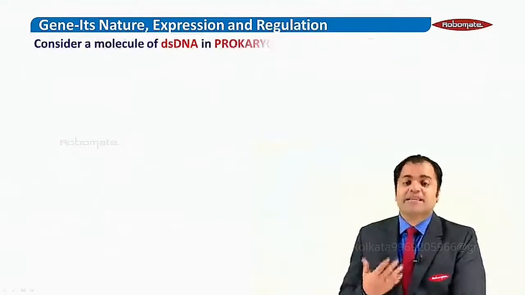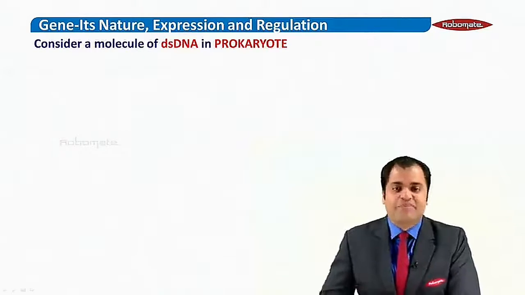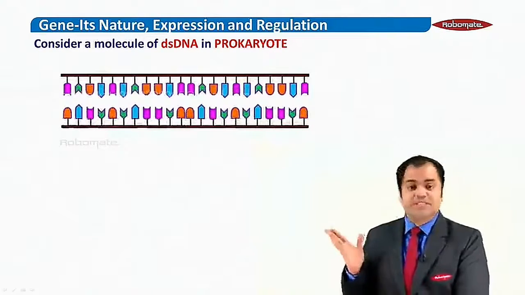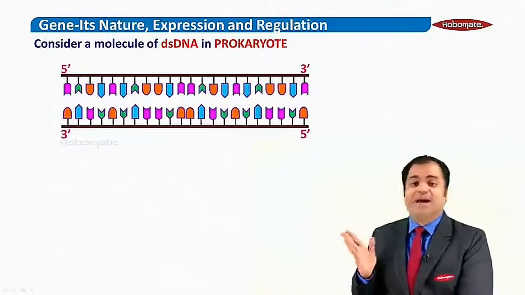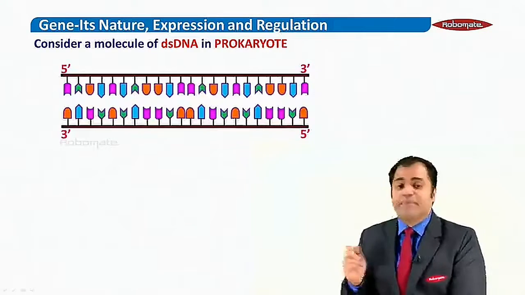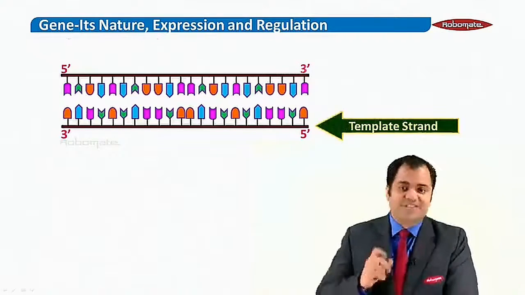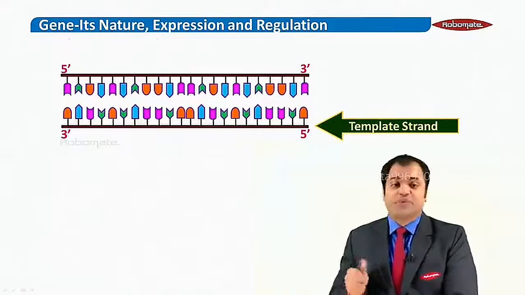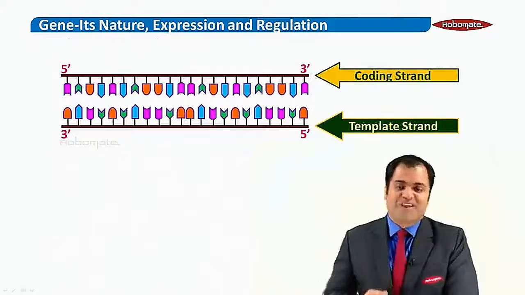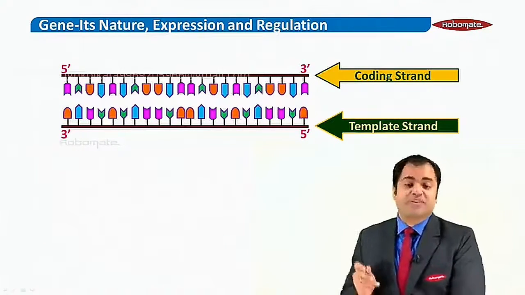Let us consider a molecule of double-stranded DNA in prokaryotes. Assume this is that molecule. I'm going to put its polarity. You can see how the two strands are 3' to 5'. Remember, that was your template strand. And the upper strand, which is oriented from 5' to 3', is your coding strand. Now assume this is the double strand of DNA.